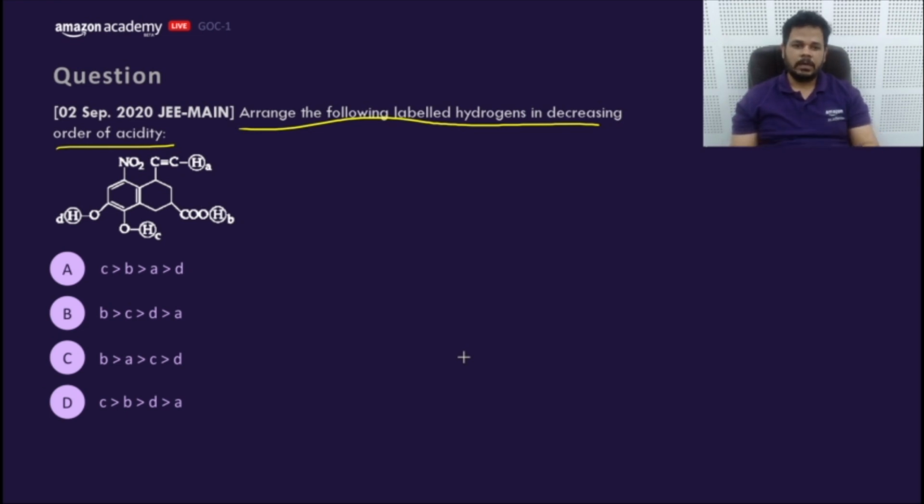Order of acidity. This is carboxylic acid. This is OH, which has NO2 at the para position. This has OH, which has NO2 at the meta position, and this is carbon triple bond carbon.